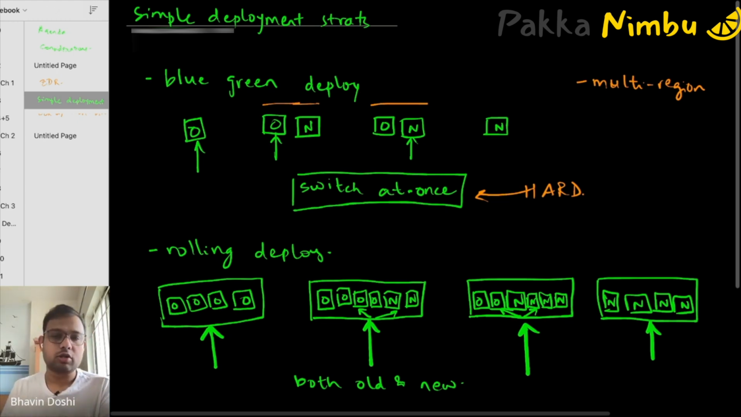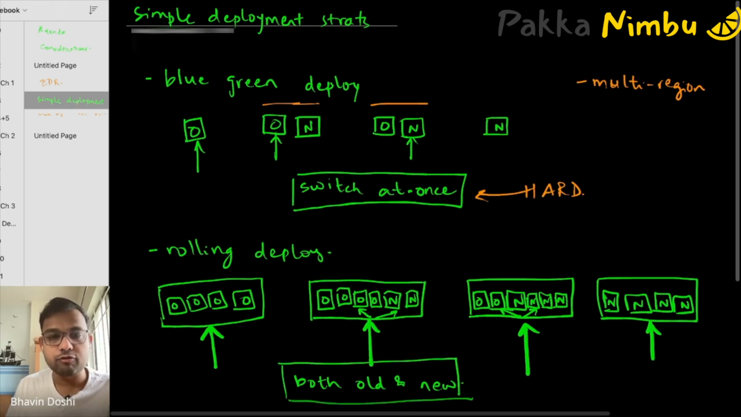Rolling deployment, though, of course, both old and new are by definition running at the same time. So if you have a backward incompatible change, your system is doomed because half the folks are going to do something, the other half are going to do something else. They won't understand each other. So backward incompatible change cannot go through rolling at all.